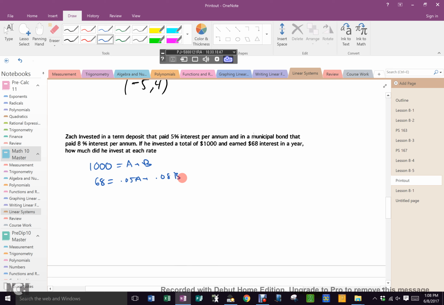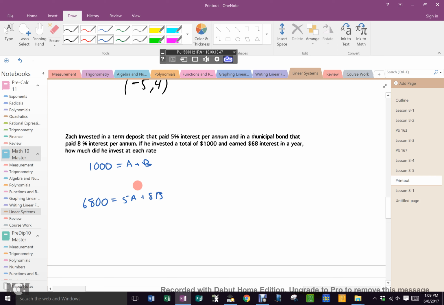Now, what don't I like about that? Yes, how do I get rid of it? Right, it's two decimal places, so I've got to find a multiplier. If I multiply A and B by 100, what do I have to do to the other side? All right, so I'm going to multiply everything by 100. So what do I get? 5A plus 8B.